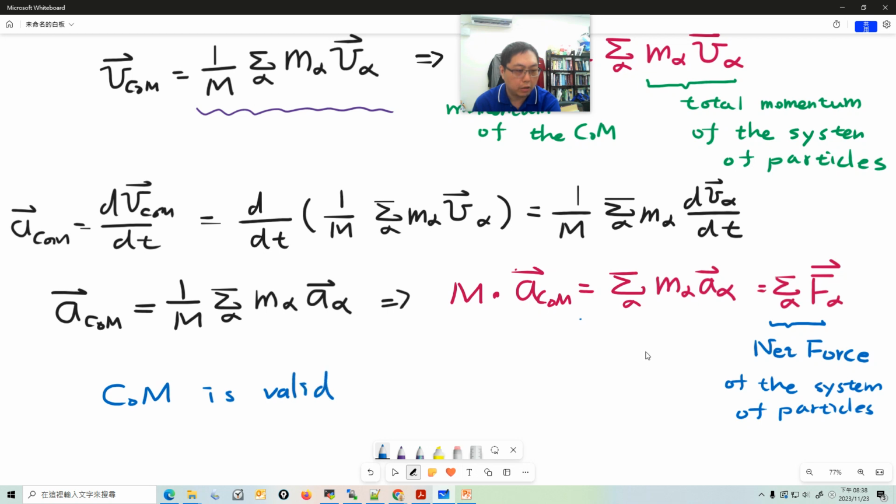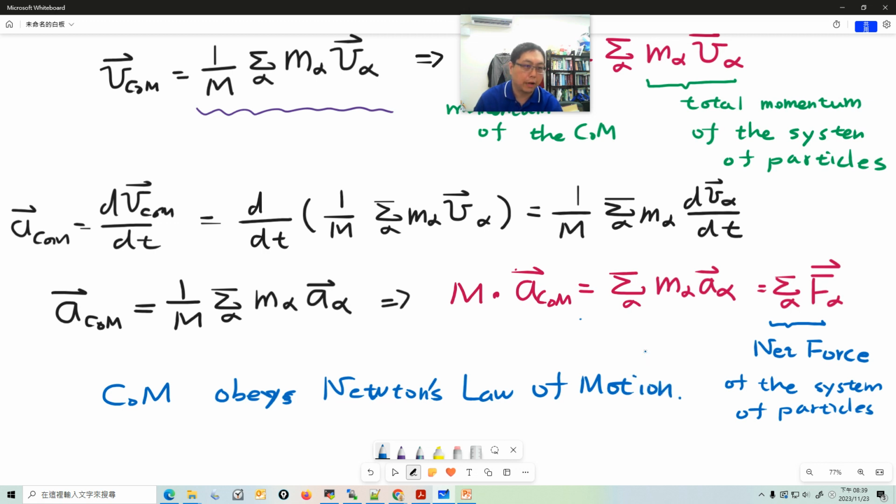Center of mass also obeys Newton's law of motion. Center of mass is a very special particle, but it still obeys Newton's law of motion. You cannot see this special point, but this point obeys Newton's law of motion, so you can reduce the calculation burden.